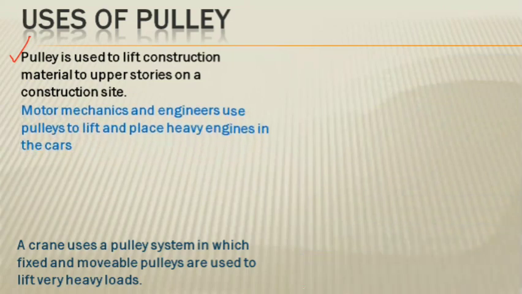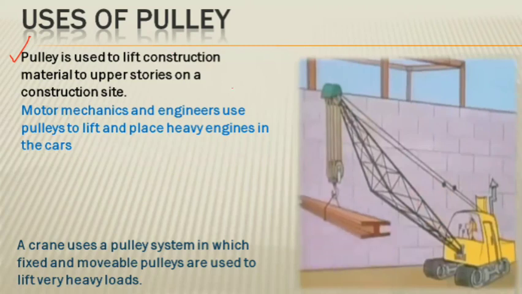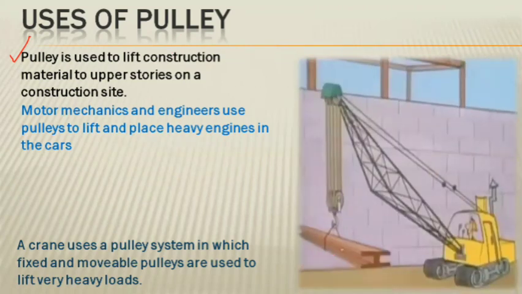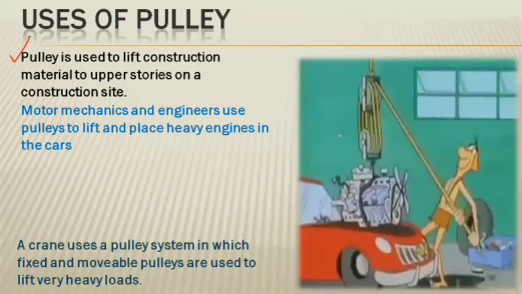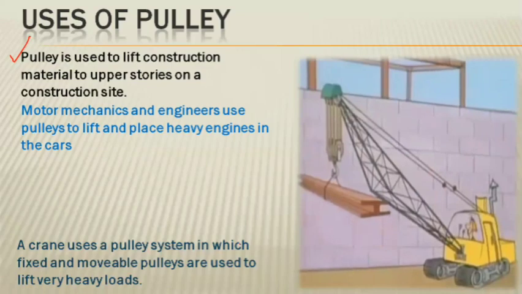Then motor mechanics and engineers use pulleys to lift and place heavy engines in the cars, because engines are very heavy, whether they are of any type of vehicle. So those mechanics use heavy cranes like this. This is for construction, and this is like an engine being placed in the car, which is very heavy. And look, lots of pulleys are used here to pick up the things.